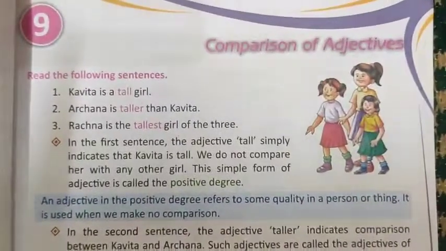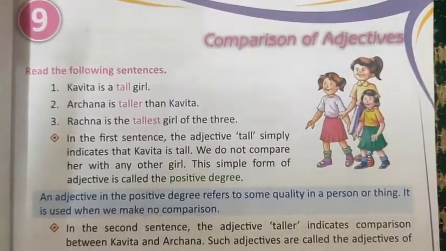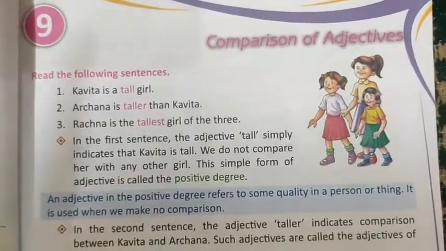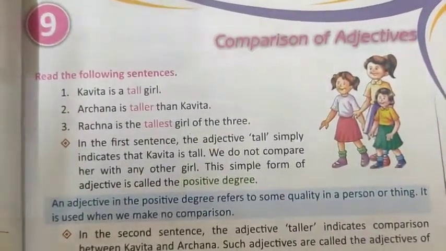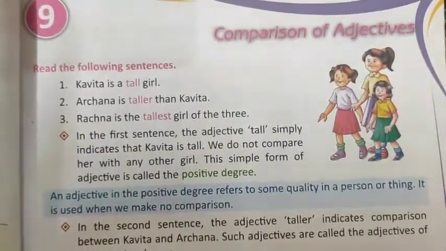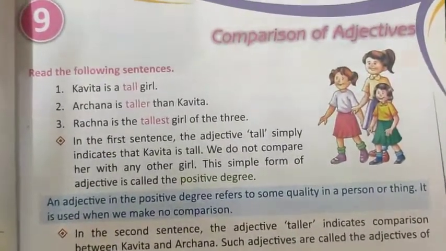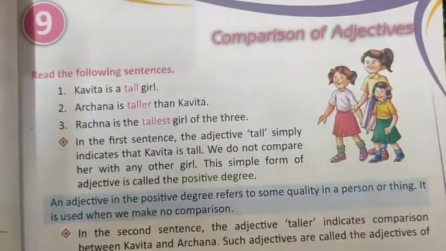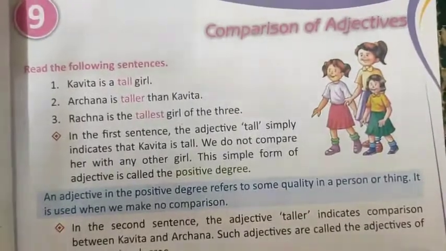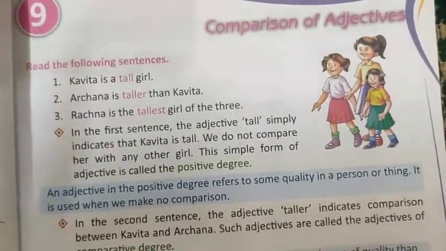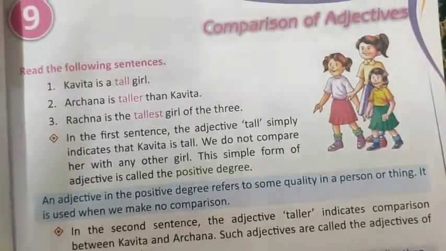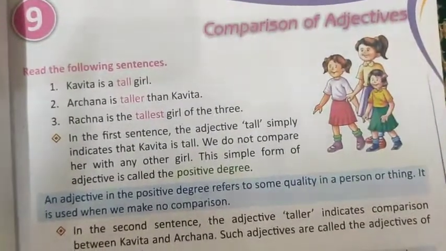Hello children. In the previous video, we started lesson number 9, that is comparison of adjectives, and I explained the degrees of comparison of adjectives: there are 3 degrees, that is positive degree, comparative degree and superlative degree. Now, we are going to study the rules of how to form the comparative and superlative degrees from the positive degree.